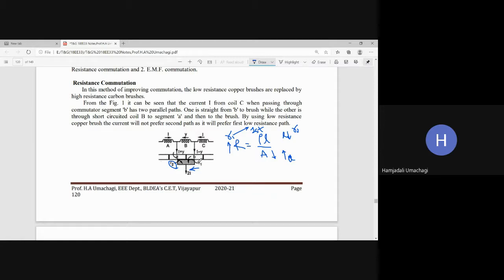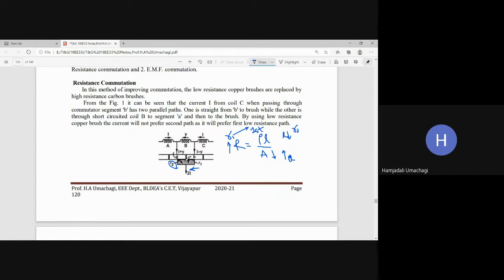Spark will take place because here resistance will be less and here resistance will be more. If the brush is made of copper, then here resistance will be less. So at the end of commutation, current flows directly through segment B to the brush, and because of that we observe some spark here. To avoid that spark, we divert the flow of current. Instead of following the resistance R1 path, we allow it to flow through the resistance R2 path. So to divert the current from R1 to R2, replace the copper brush by a carbon brush.